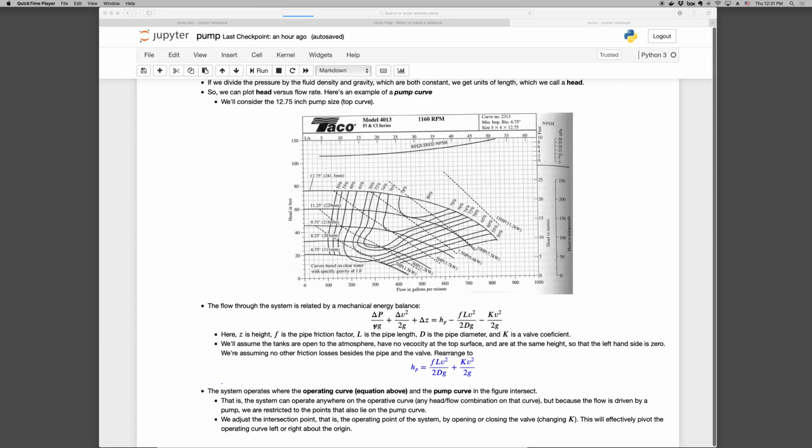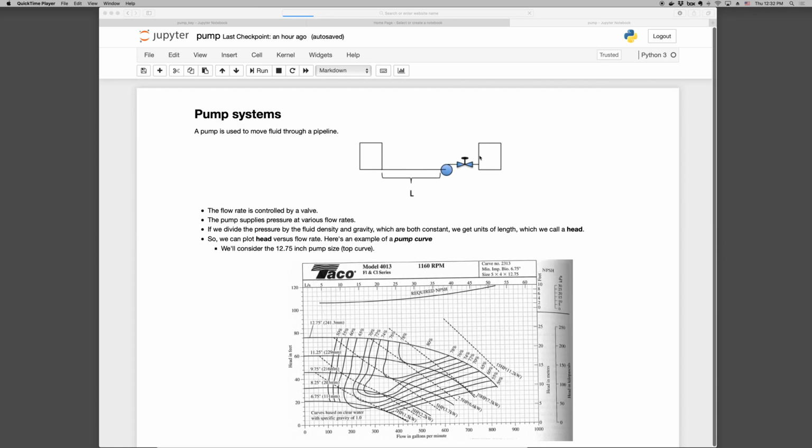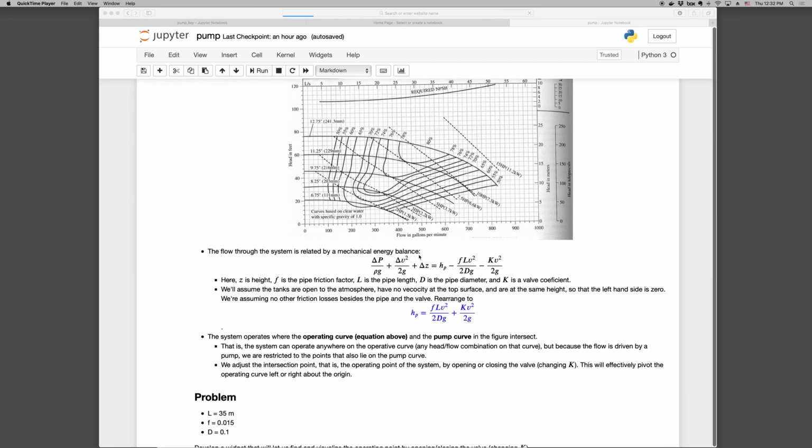So here we have basically a balance between pressure, kinetic energy, potential energy, the pump supplies energy, and then we have a loss due to friction in the pipe and a loss due to friction in the valve. So these things are all in balance. If we take the tanks as being open to the atmosphere with no velocity and at the same height, then we can effectively ignore delta P, delta V, and delta Z so that the pump is supplying the energy that is lost by friction in the pipeline and lost by friction in the valve. And we're ignoring any other head losses.